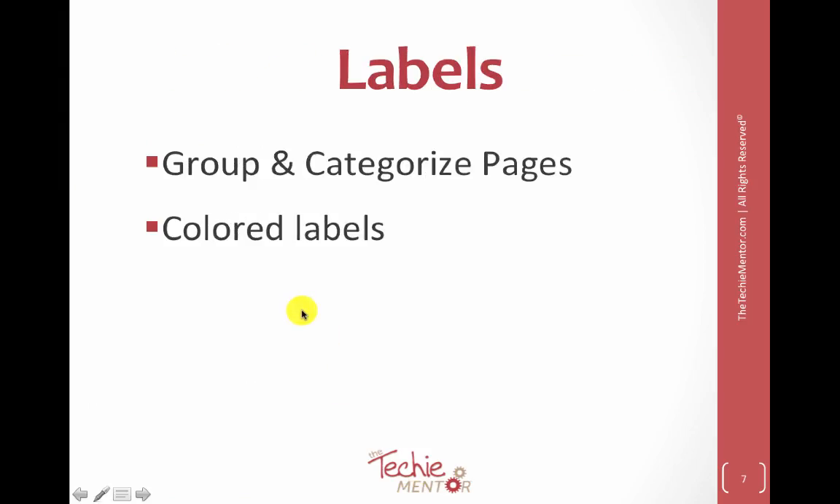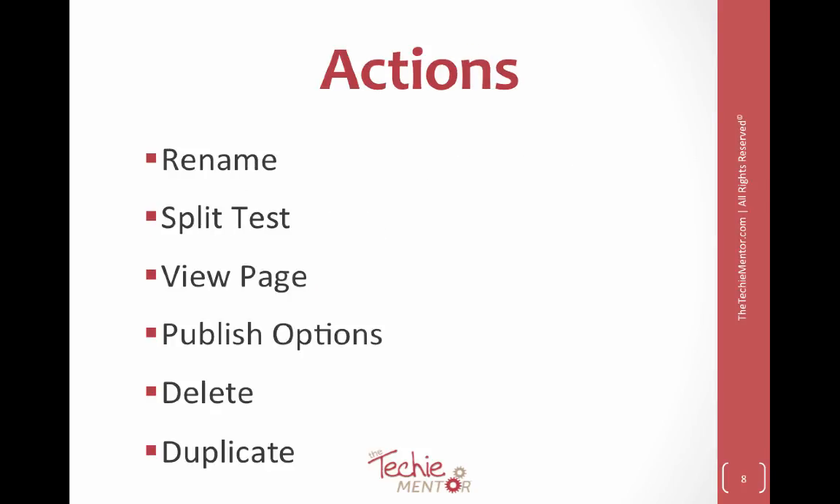So I showed you the labels, how to group and categorize pages. You have colored labels. Feel free to use those. And then lastly are your actions. This little drop-down menu for each of the pages. You can rename, you can split test, you can view page, publish, delete, and duplicate. So if there's a page that you like, sometimes it's easier just to duplicate it, especially if you use the same type of landing pages all the time. Duplication is a great thing to do. And then you just simply change the name and all the other goodies.